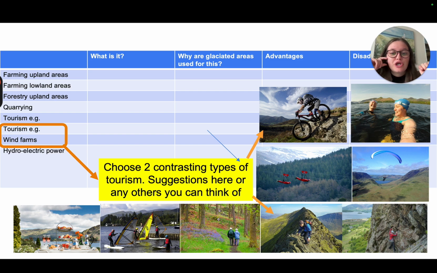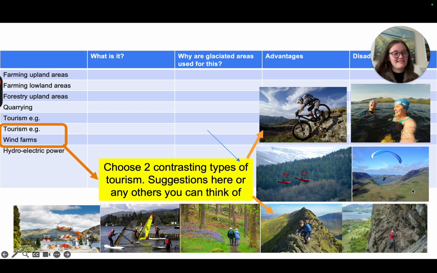Next, we're going to choose 2 different types of tourism. You can use any of these suggestions or any others that you think of. So, why might an afternoon tea in the Lake District? What is it? How does it get tourists there? Why do we use glaciated areas for this? The advantages and the disadvantages. You might want to think about mountain biking and how that might damage footpaths. Swimming, open water swimming in the lakes.